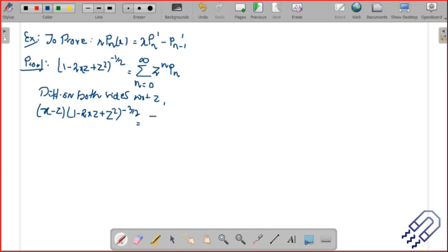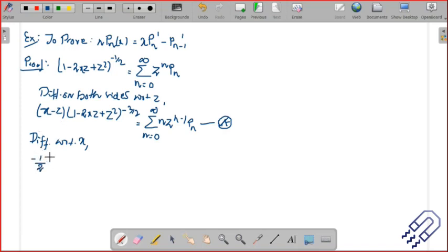Is equal to summation n equal to 0 to infinity, it's the same, n z to the power n minus 1 p n. That's it. Let's mark this as E. Now what we want to do is we have to get a pn dash term also, and pn is a function of x. So that means it's obvious that we have to differentiate with respect to x as well on both sides.